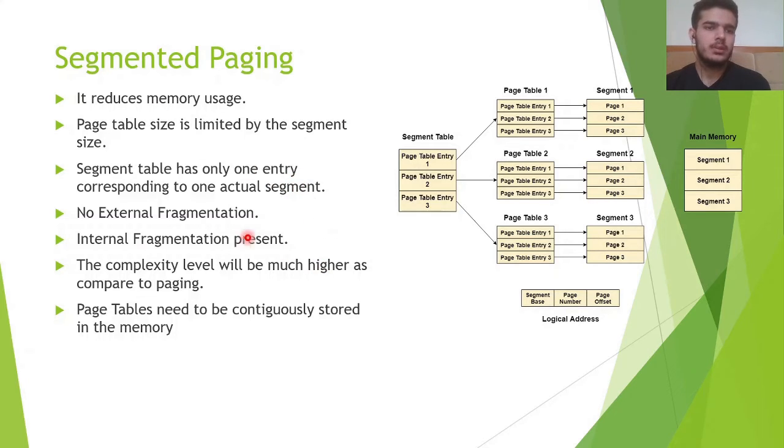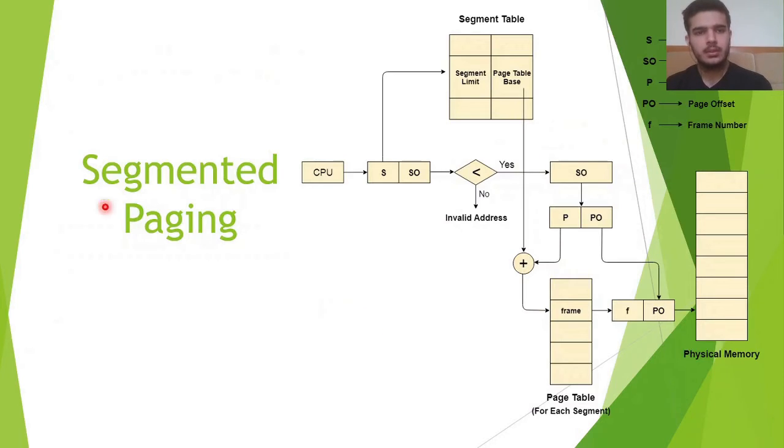The main disadvantage is that the complexity level is much higher, and page tables need to be stored continuously, but it reduces the memory usage, which is an advantage. All in all, it is a very complex structure, and it is not used very often. It is used in many places but not very often. This is how segmented paging is used: first we do the segmentation step, then we go to the corresponding page table, and then we perform the page table operation. It is very similar to paging and segmentation, just both clubbed together.